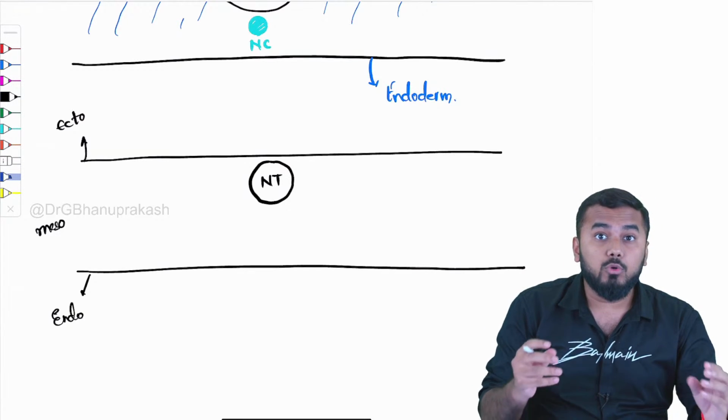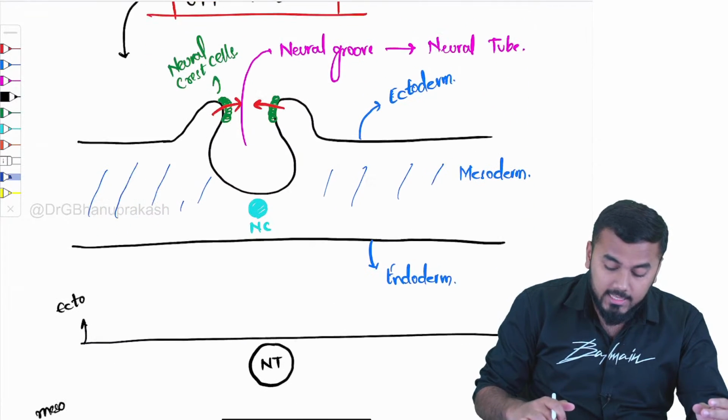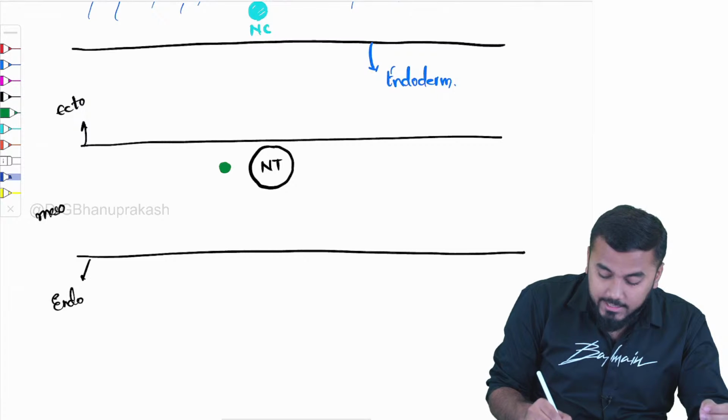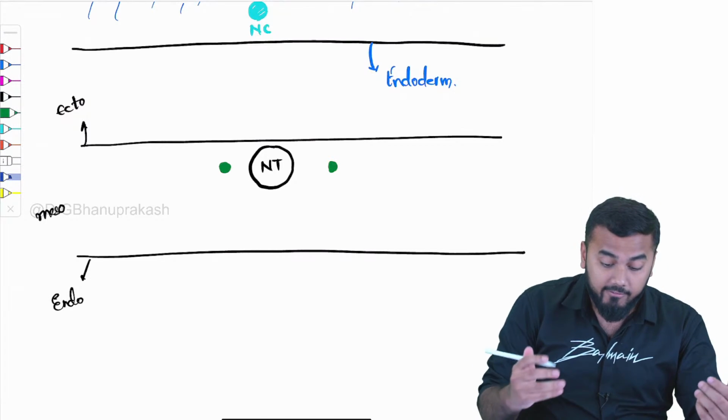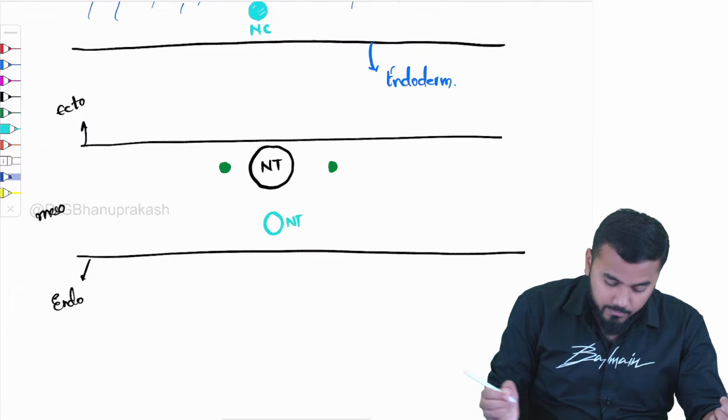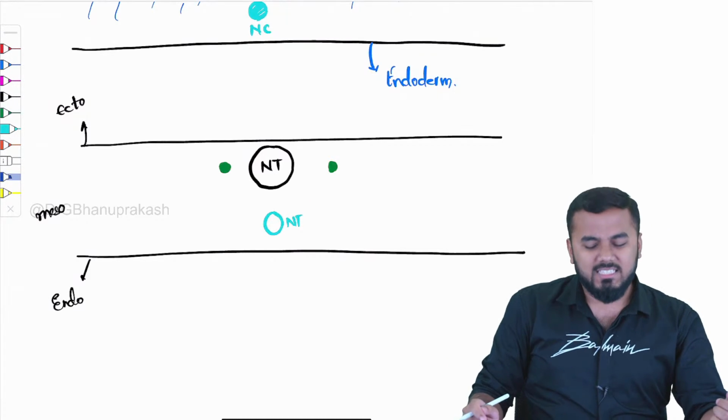Then where are the neural crest cells? See, these green color things are the neural crest cells. Neural crest cells are adjacent to it. And where is the notochord? Notochord is just below that. This is your notochord. Why are you telling these things to us now?